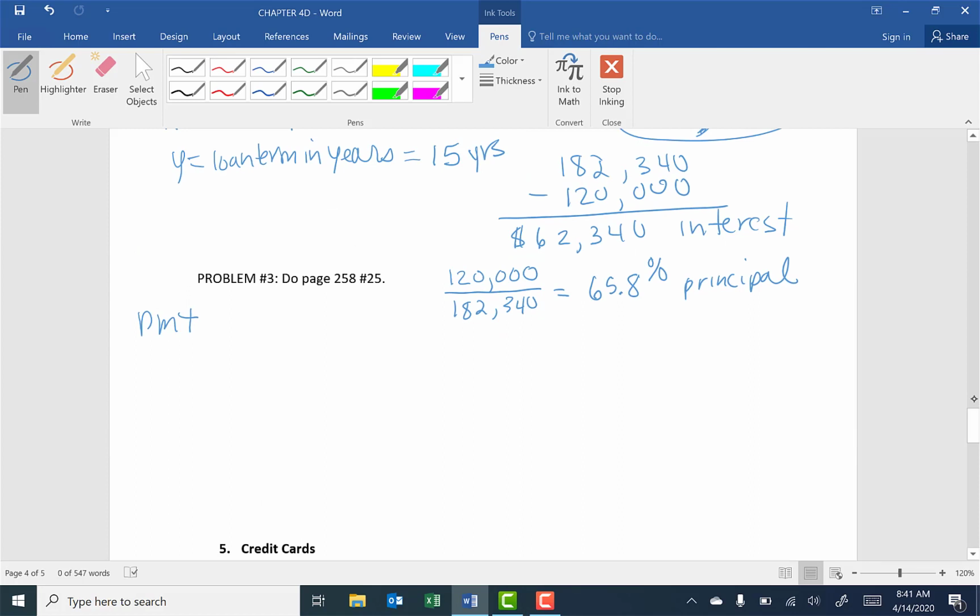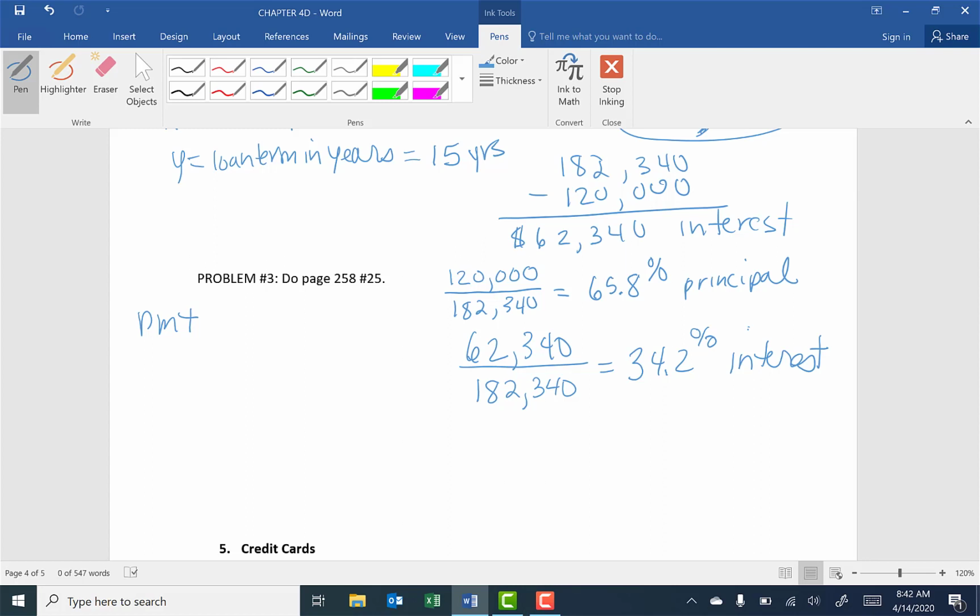Okay, so our interest payment was $62,340, and we're going to divide that by the total amount that we have to pay back, $182,340, and you'll get a decimal, and you move it to the right two places, and you'll get 34.2%, and this is interest. So of your payment total over the whole lifetime of the payments that you make, 65% goes to your principal and 34% goes to the interest.